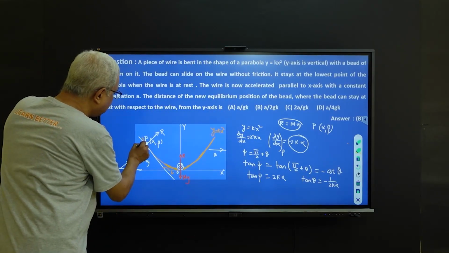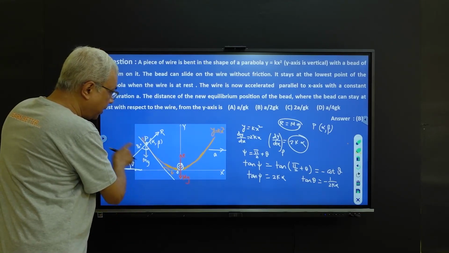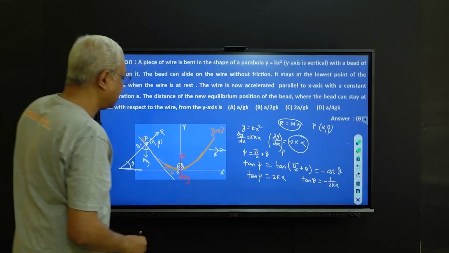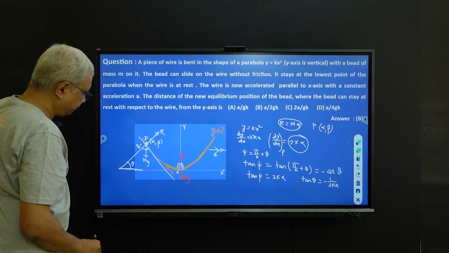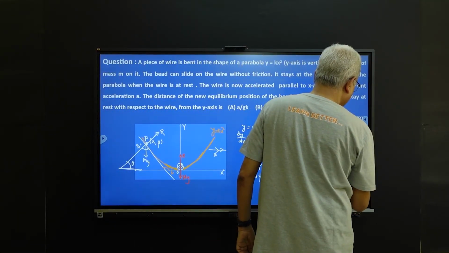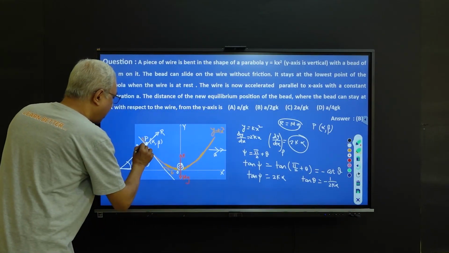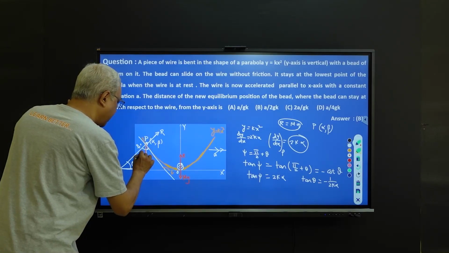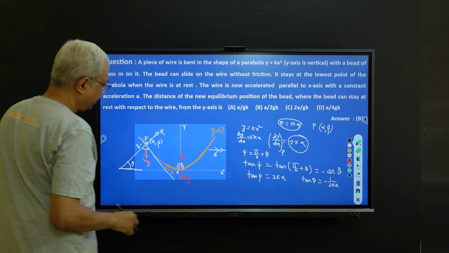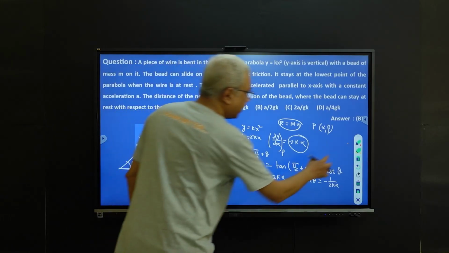Now, what are the forces acting on the bead at this point P? Remember, the parabolic wire is moving in the x direction with acceleration a. So, one is definitely this force, Mg. This is the weight.